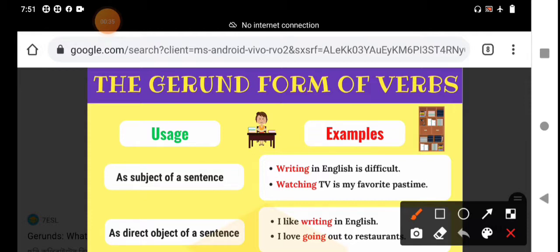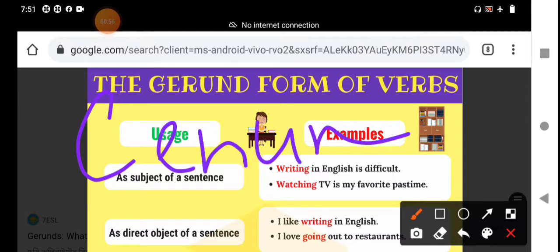Okay, let us start this grammatical aspect, a main concept, a main topic in English grammar. Here the students should understand the gerund. We should understand gerund.